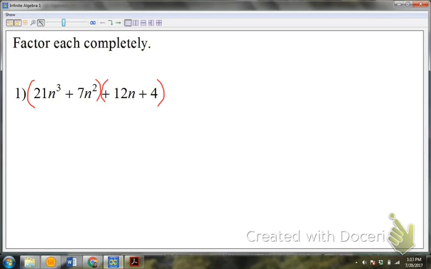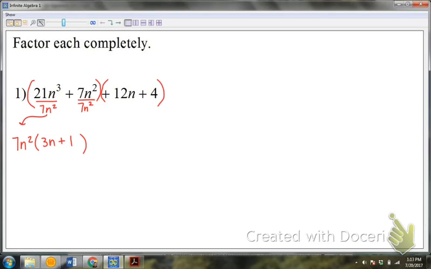7n squared. Thank you, Natalie. So we're going to divide this by 7n squared, and we're going to divide this by 7n squared. If we divide it, where does it go? Out to the front, right? So I have a 7n squared out here. What's left inside? 3n, and then plus 1, because 7n squared divided by 7n squared is just 1. Okay?